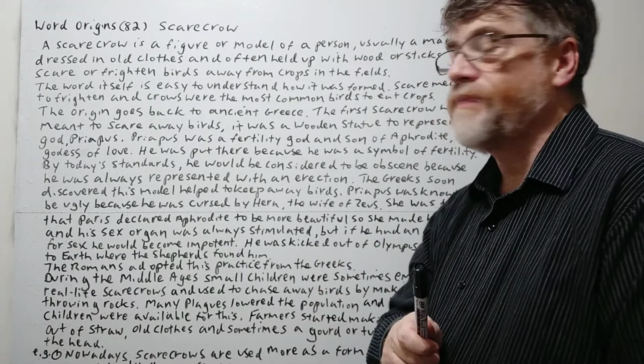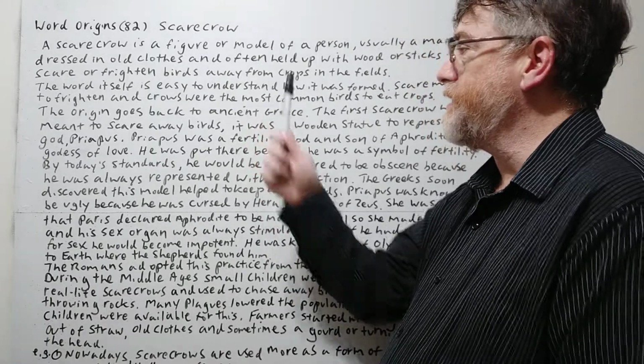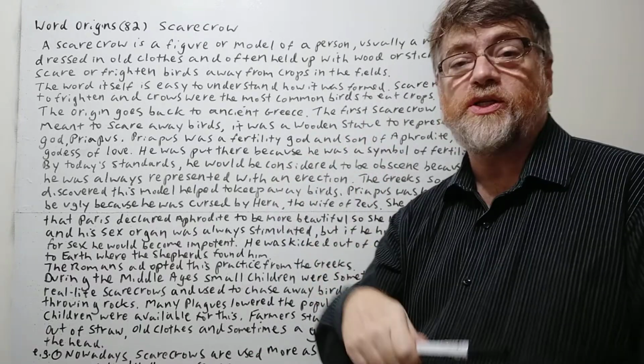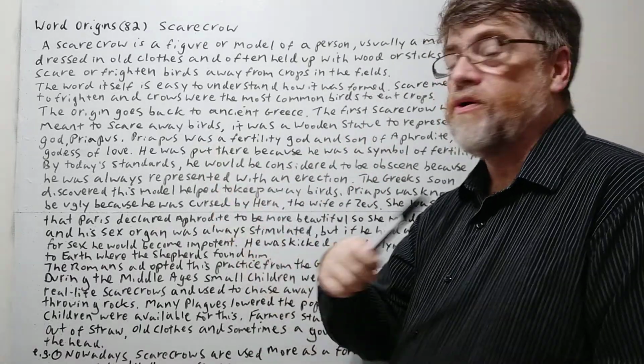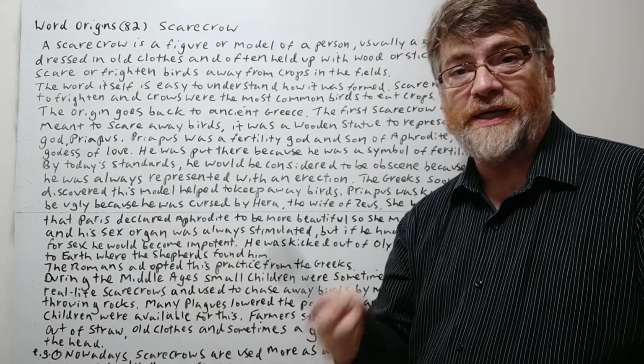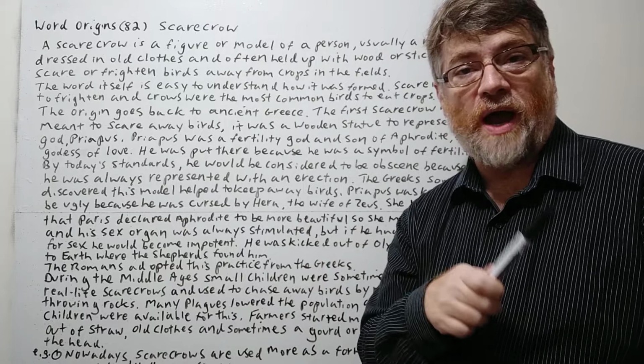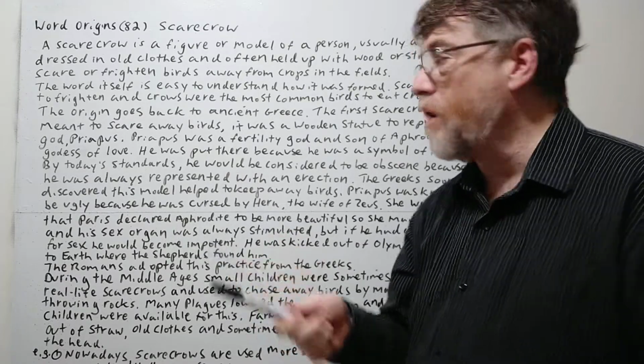Okay, let's continue. The word itself is easy to understand how it was formed. You have scare, which means to frighten, and crows were the most common birds that would eat crops in the field. So you could understand how they got the idea, or how the word was formed to be scarecrow.